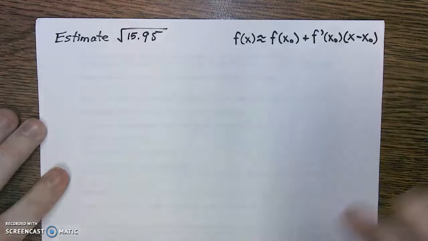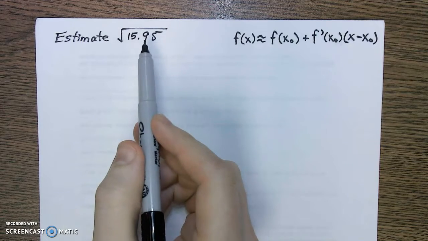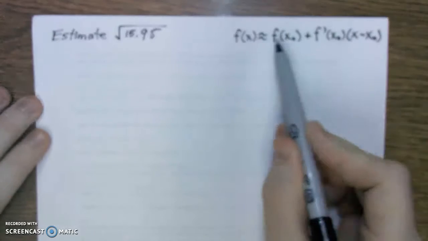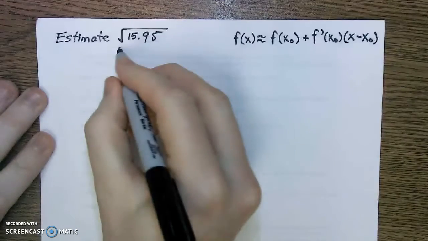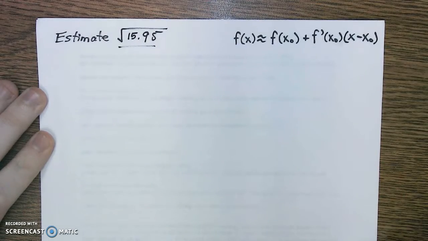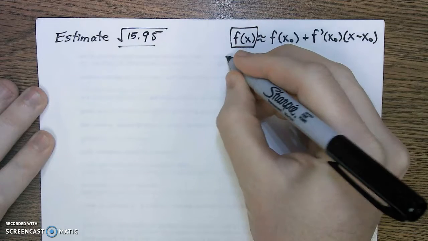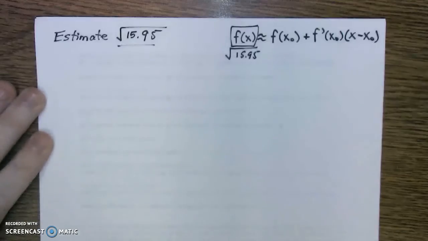In this problem, we are estimating the square root of 15.95 without a calculator. And to do that, we're going to use our linear approximation equation, which is right here. So what we're looking for is the square root of 15.95, and so that is my f of x. This is what we're looking to approximate.